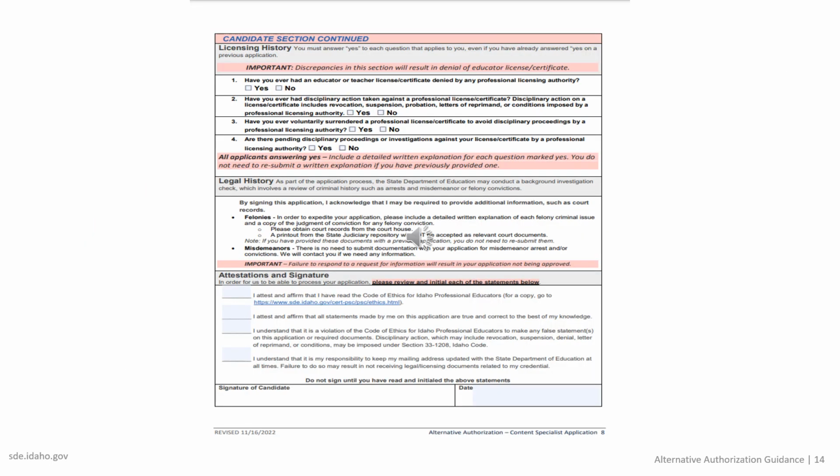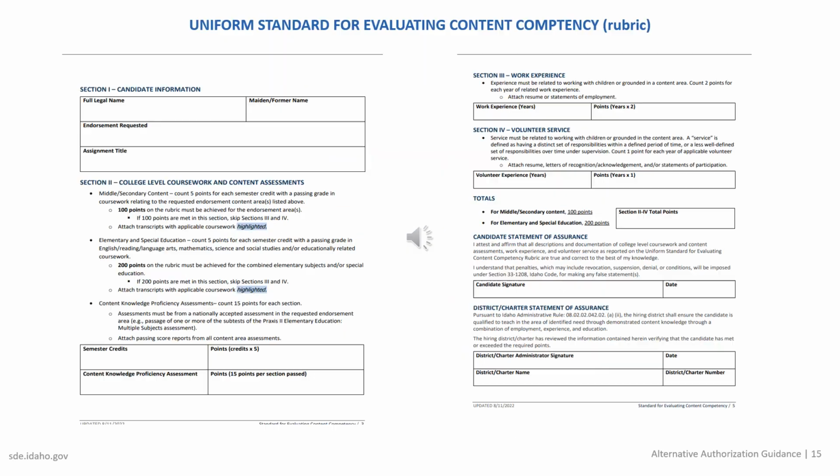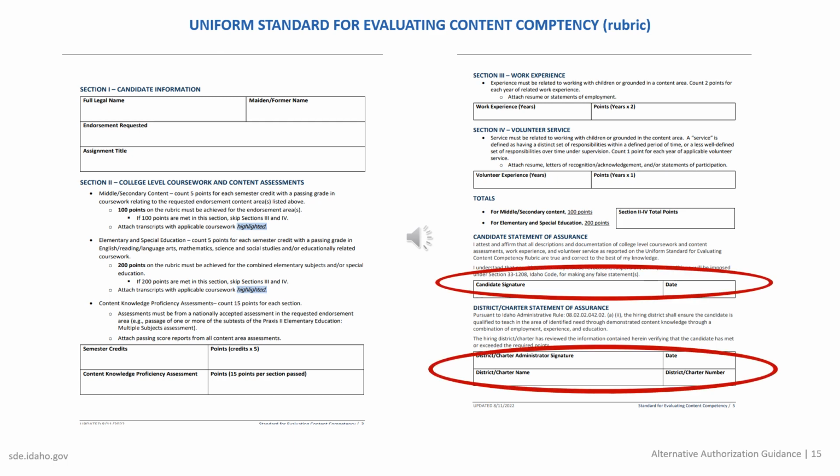Next, the candidate section continues, requiring the licensing and legal page to be completed with initials and the candidate's signature under the attestations section. If the rubric is being used as the content qualifier, fill in the information with the candidate's name, how many points tallied, along with the candidate and the district or charter signature.